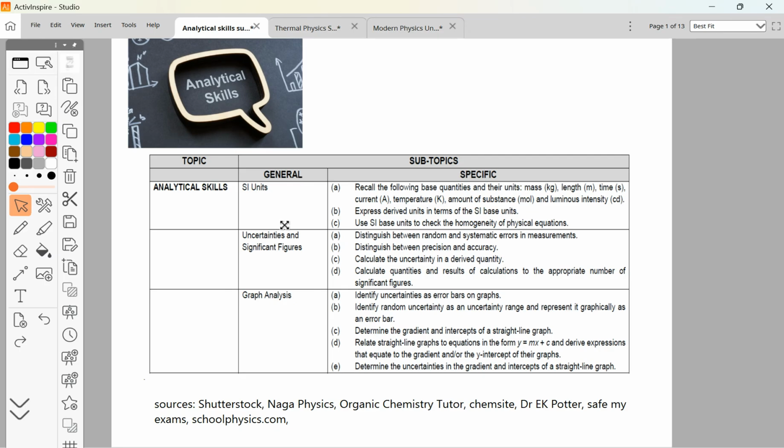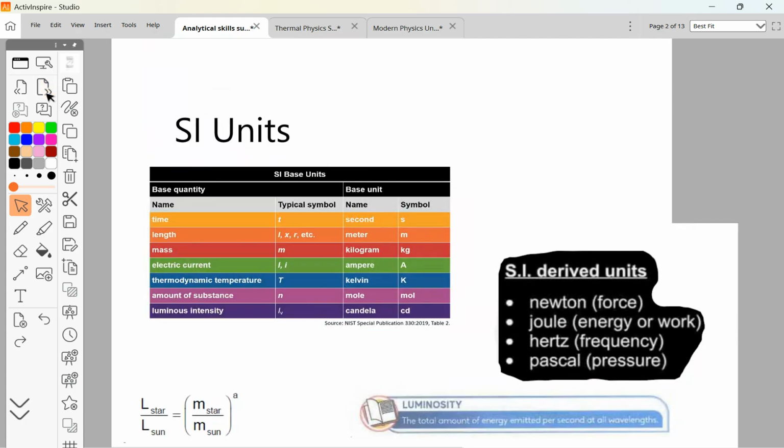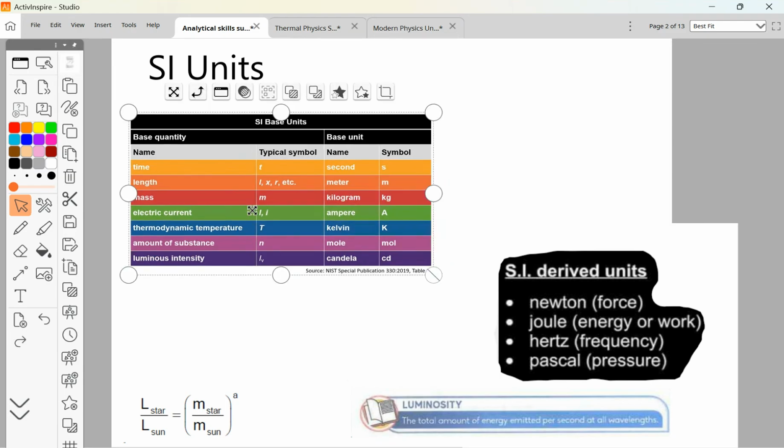Moving on straight away, SI units. Hopefully you know these by now, but there are only 7 of them. Please learn these. Just make sure that you know them off by heart, because they are the only base units that we have in the universe for now.